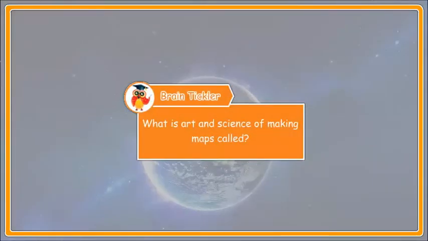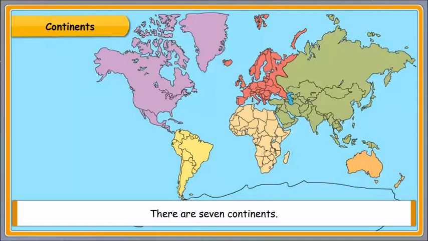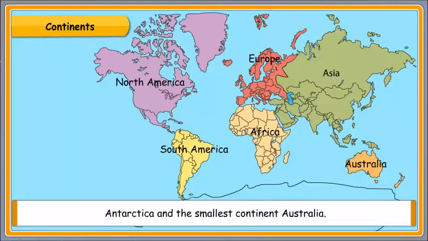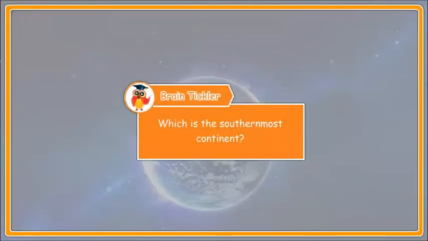Brain tickler: What is the art and science of making maps called? Continents. The main, huge and continuous landmass is called a continent. There are 7 continents. They are Asia, Africa, Europe, North America, South America, Antarctica, and the smallest continent, Australia. Continents are usually divided into several countries. India is a part of the largest continent, Asia. Brain tickler: Which is the southernmost continent?